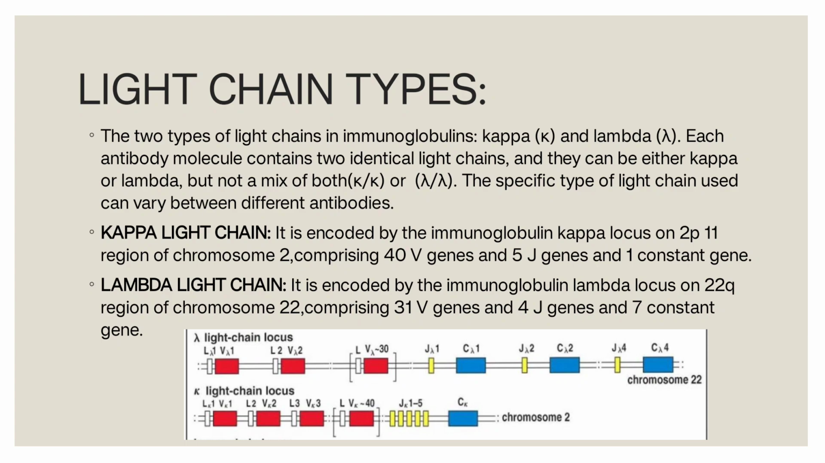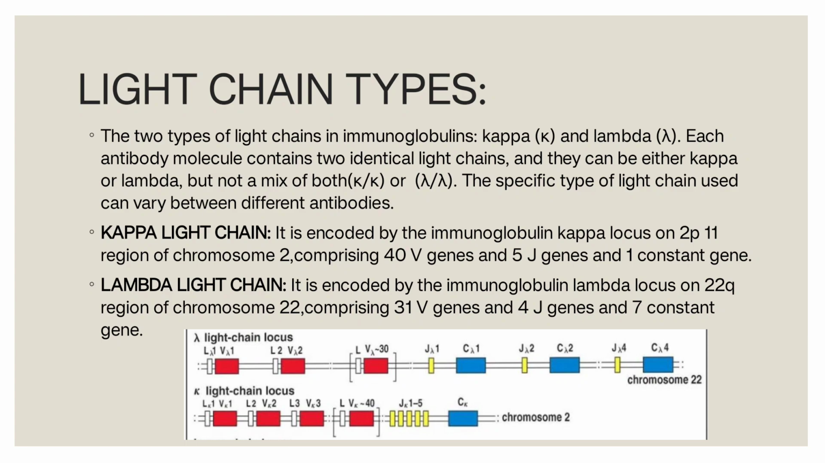Types of light chain. There are two types of light chain as we already said, kappa chain and lambda chain. Each antibody molecule consists of two identical light chains and they can either be kappa or lambda but not a mix of both. The specific type of light chain used can vary between different antibodies.